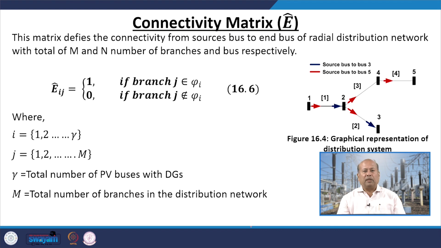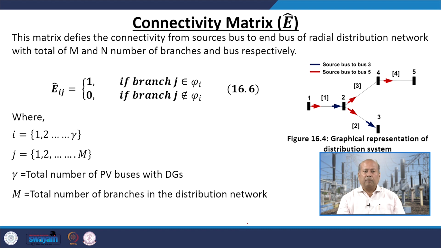Now, we will slowly get into what is connectivity matrix E. This connectivity matrix defines the connectivity from source bus to end bus of a radial distribution network with a total of m and n number of branches and buses respectively. That means the connectivity matrix Eij is equal to 1 if branch j belongs to phi I, because you know what is phi I, and it is equal to 0 if the branch j does not belong to phi I.